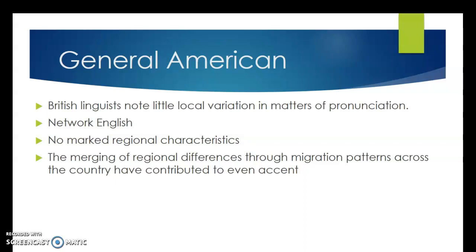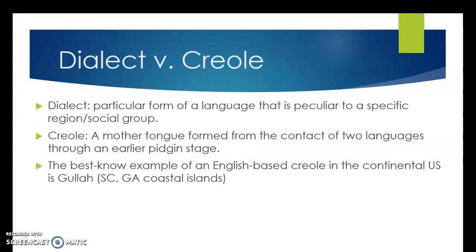Okay, so we're going to get to this next bit in a later lecture, but I just want to introduce the difference between dialect and Creole now. So during this lecture, I've been speaking about accent as an element of dialect. Dialect is a particular form of a language peculiar to a specific region or social group. Dialect is comprised of both lexical and phonological idiosyncrasies.